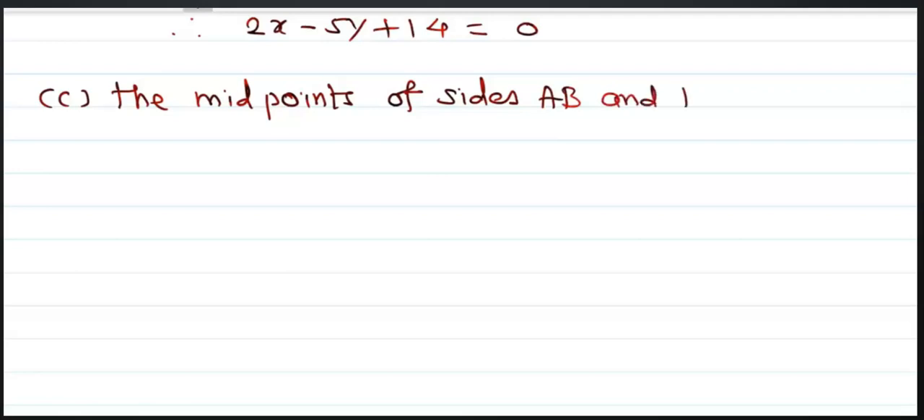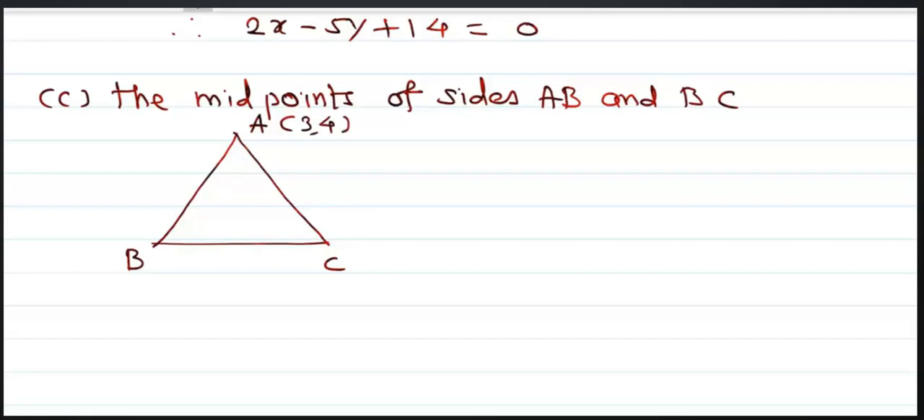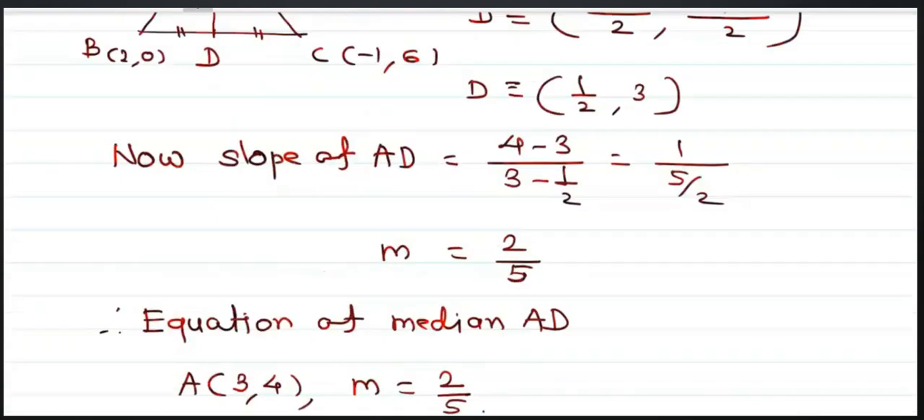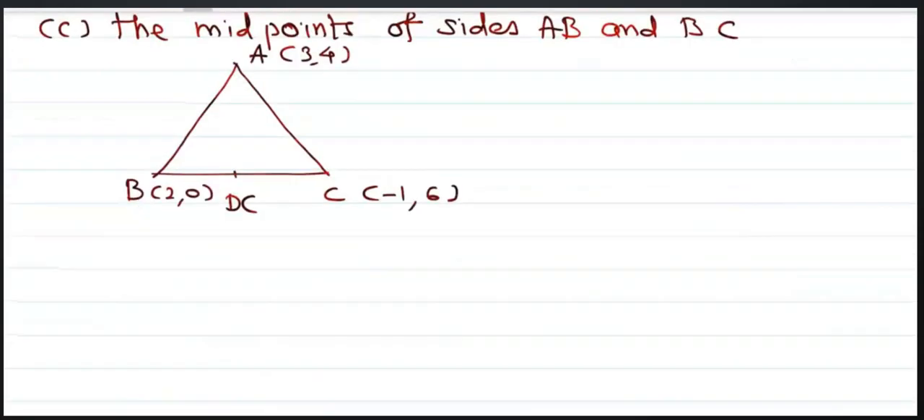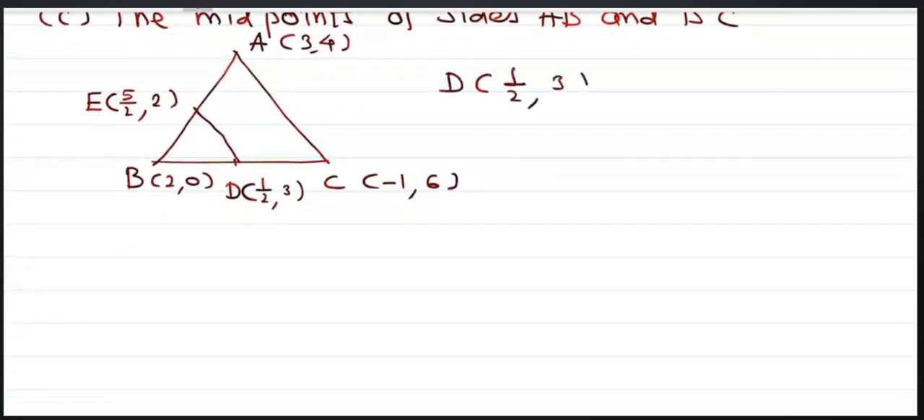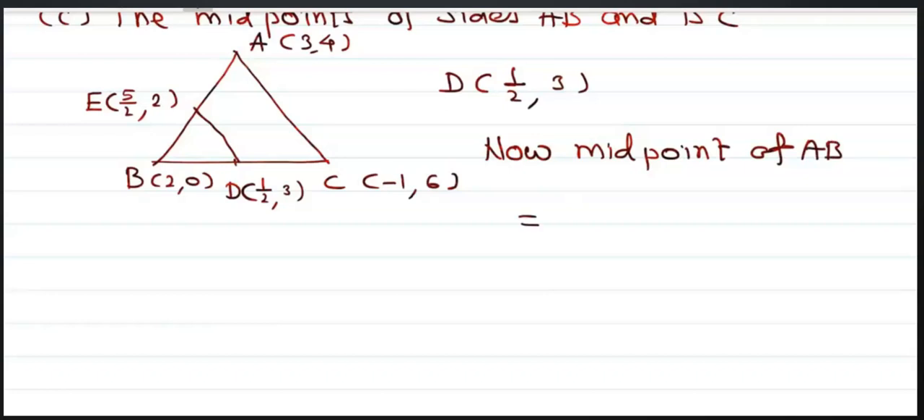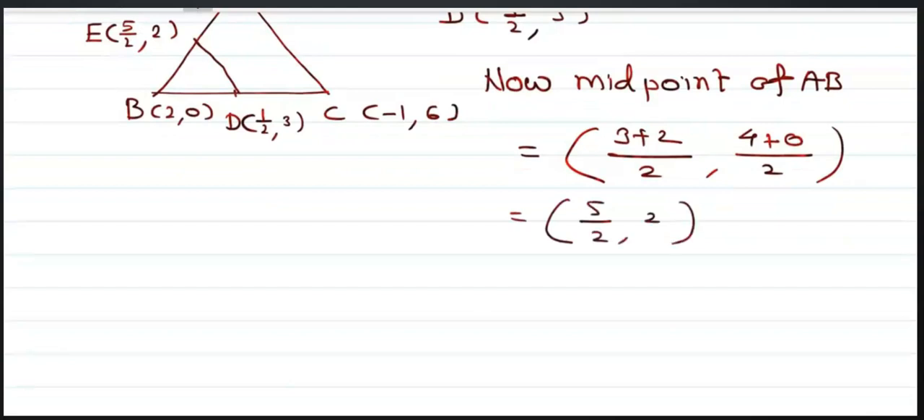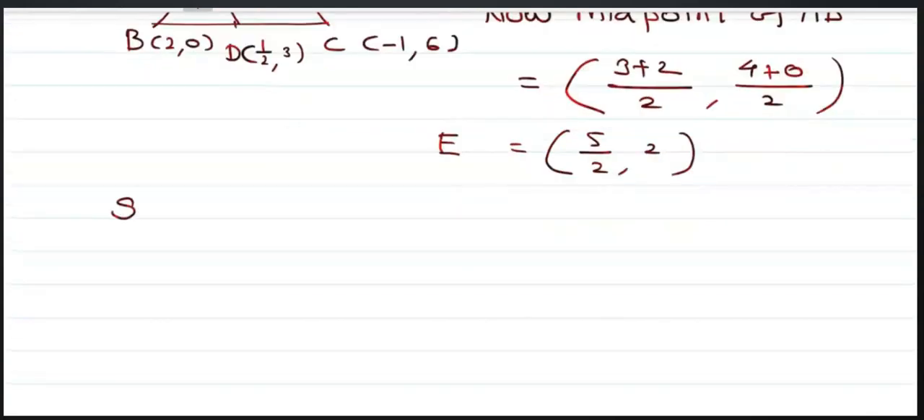Find the midpoints of the side AB and side BC. We have just found the midpoint of BC. Midpoint of AB is (5 by 2, 2).